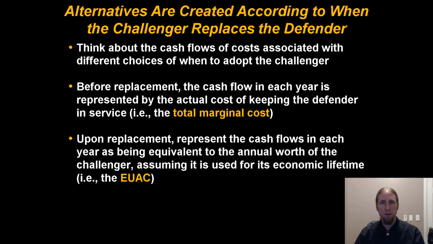In this context, the different alternatives that we want to compare are different combinations of defender and challenger that vary according to when we replace the defender with the challenger. Before replacement, the cash flows that we're going to assign to the cost of this combined project is going to be the total marginal cost associated with the defender for each year. And then once we replace the defender with the challenger, then the cash flows in each future year are going to be represented as the annual worth of the cost of the challenger.